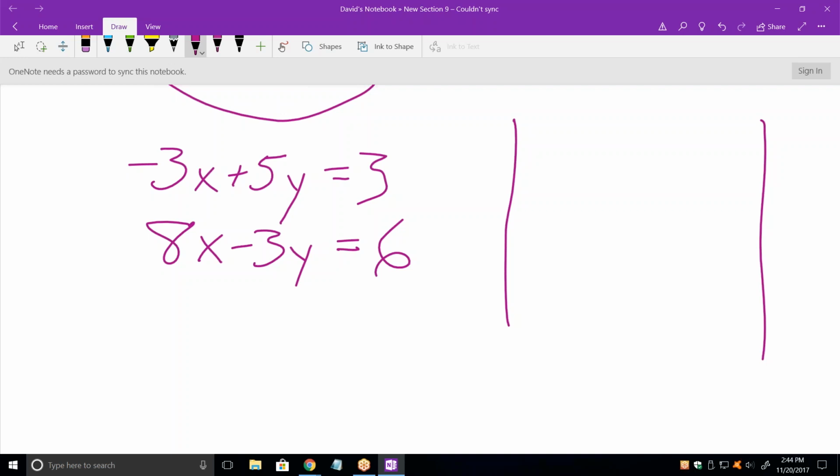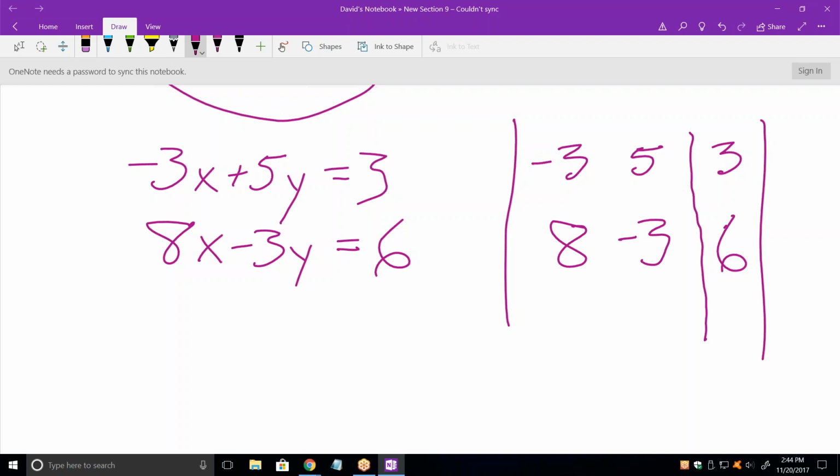Well, this is pretty hard stuff, but I can show you how to write the augmented matrix. The augmented matrix is the coefficients with another line and the answers. Okay. There's the augmented matrix. Now, solving it is the issue.